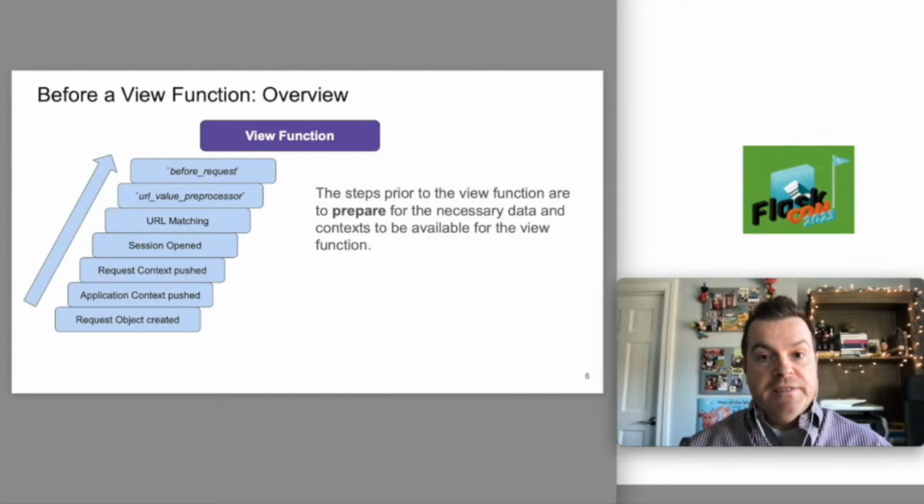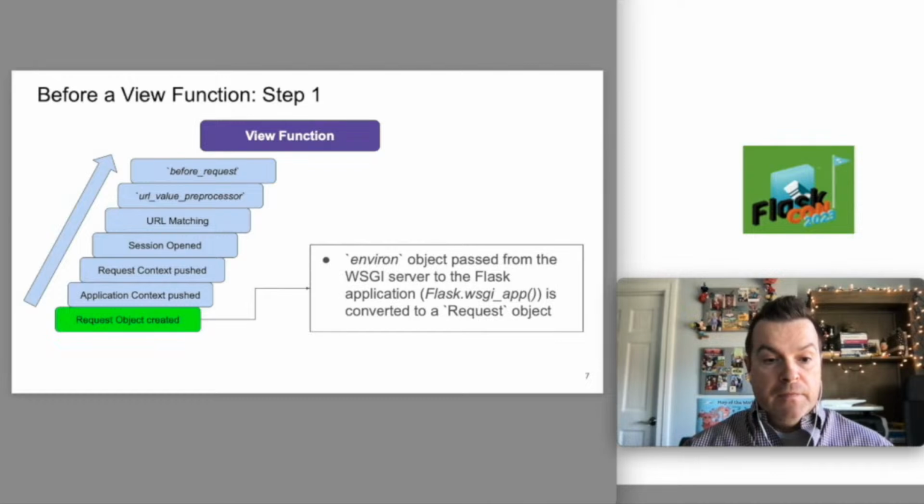All right, so now let's look at the steps that occur before a view function is executed. Really, the goal of these steps is to prepare the necessary data and contexts for the view function to use. Starting off, the WSGI interface is going to pass in an environment object, which the Flask application will take and convert into a request object. This is going to contain things like the URL, what HTTP method is being used, things like that.